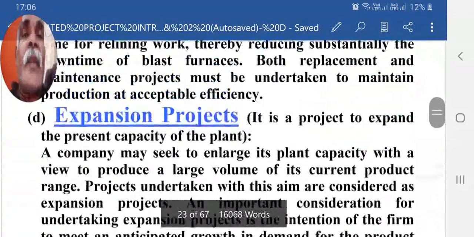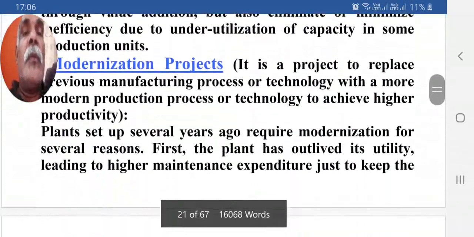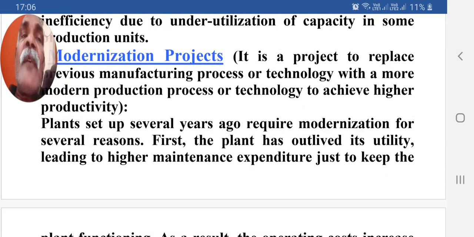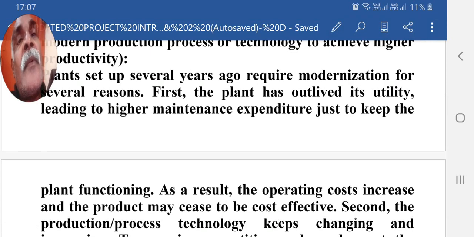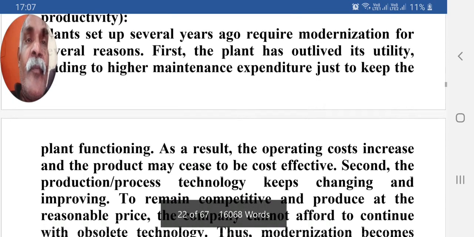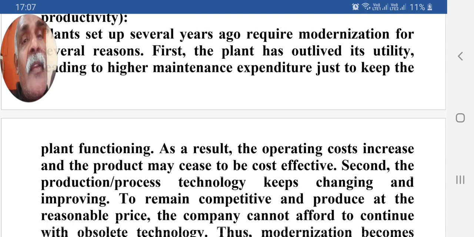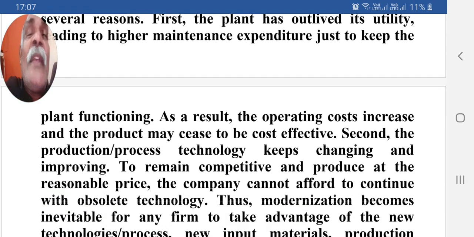So the plant, set up several years ago, as I just told you, has a previous manufacturing process or technology that is now outdated. So it incurs high maintenance expenditure. So the plant, which was set up several years ago, requires modernization for several reasons. The first reason is the plant has outlived its utility, which leads to higher maintenance expenditure just to keep the plant functioning. As a result, the operating cost increases and the product may cease to be cost effective.